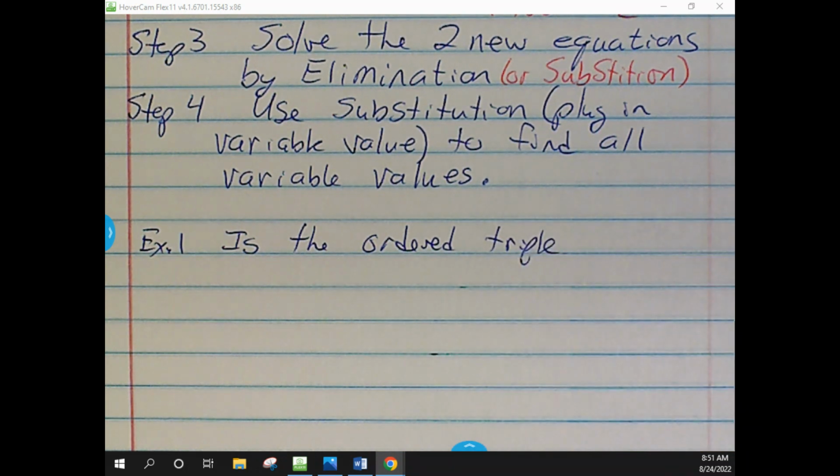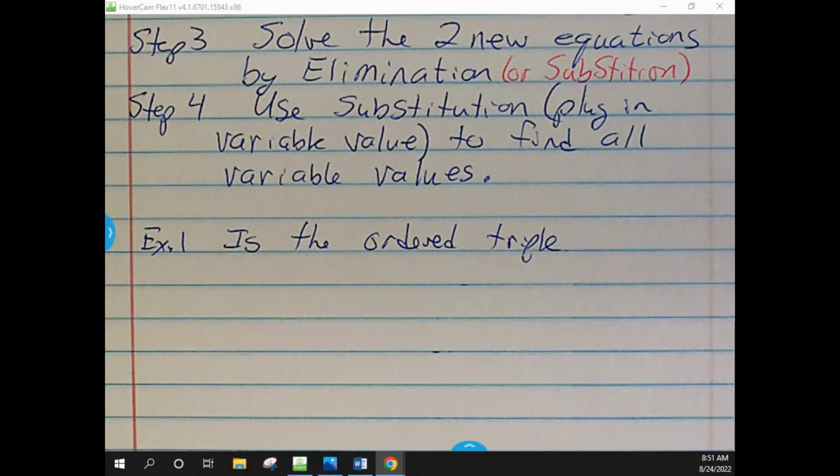Okay, and instead of having ordered pairs, you're going to have ordered triples because now we've got three values. So we're going to have X, Y, and Z in most cases. In that case, they're going to give you an ordered triple instead of an ordered pair and just ask you, is this thing a solution for this system? All right, so it will look something like this.